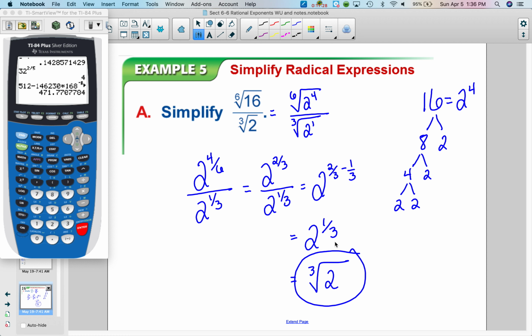So just as a reminder of what we did, I broke the 16 down into prime factorization so I can simplify something. Then I wrote it with rational exponents. If I could simplify the fraction, I did. The bases are the same, so I subtract the exponent. That was just our rule for dividing with exponents. And then once I do that, and sometimes the denominators aren't the same and you have to do some work with fractions, but then you get your answer.